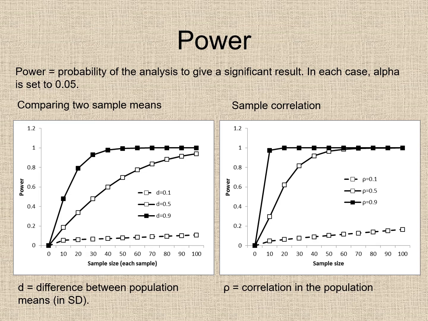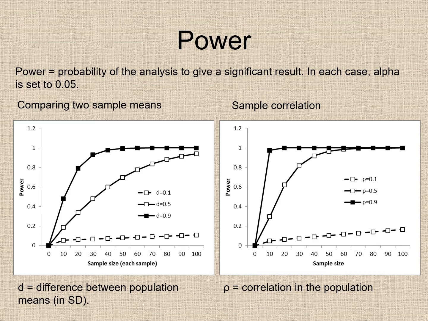And on the x-axis, we have the sample size in each sample. So 10 persons in each sample, 20, 30, and so on, up to 100 persons per sample. And then we have 3 different lines for D, the true effect. D here stands for the difference between the population means in standard deviations. So we have D, the effect size, of 0.1, 0.5, 0.9. So the true difference between the population means is either 0.1, 0.5, or 0.9 standard deviations. So let's have a look.